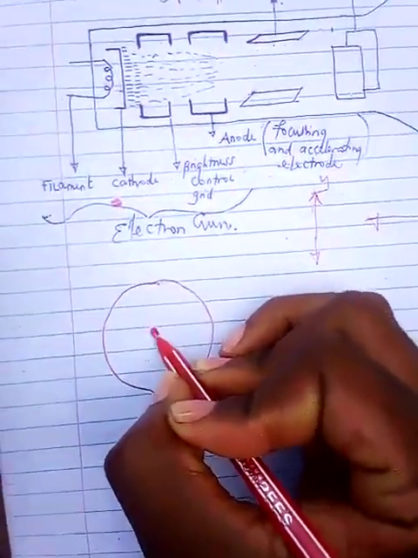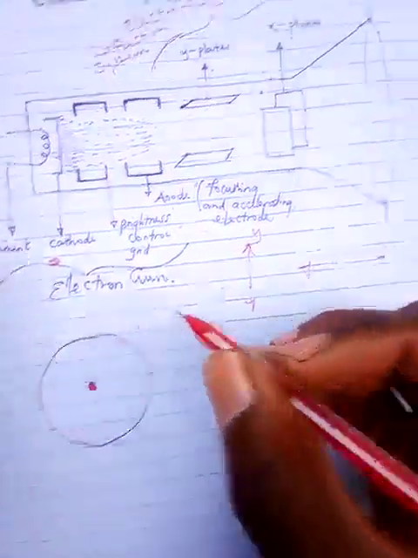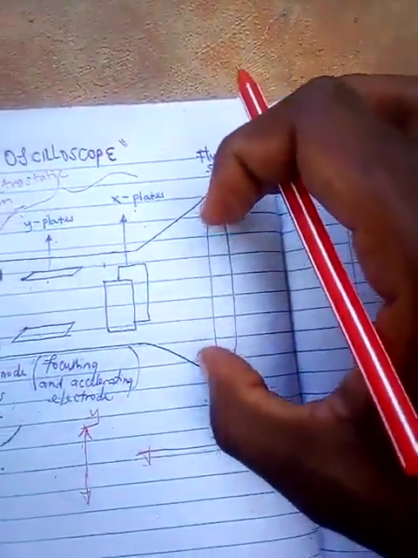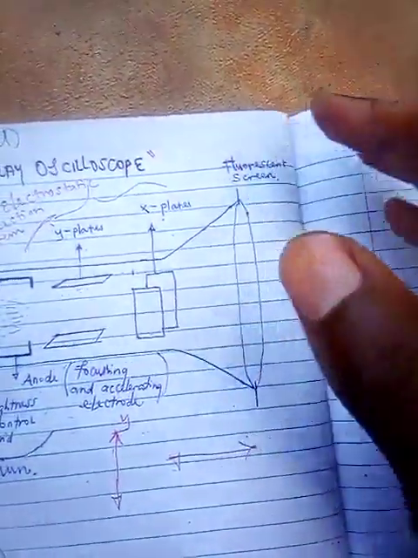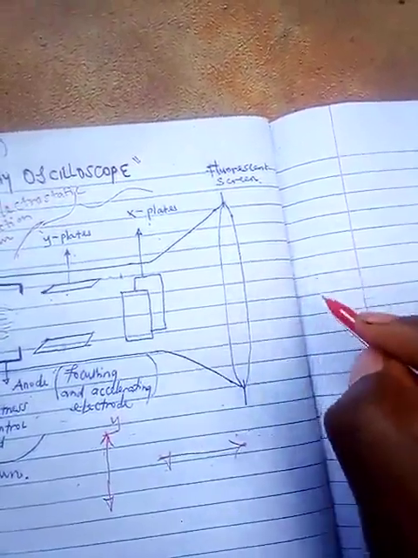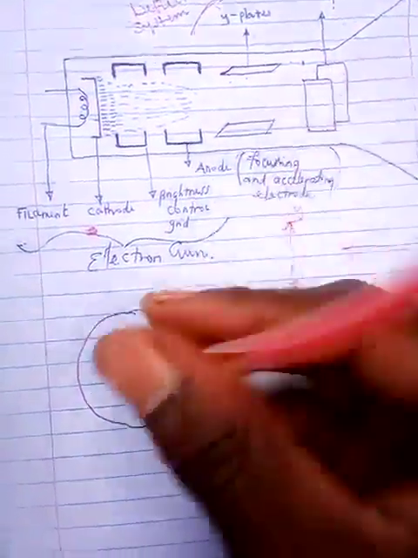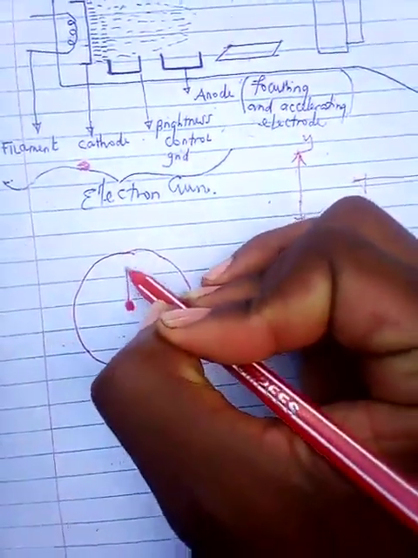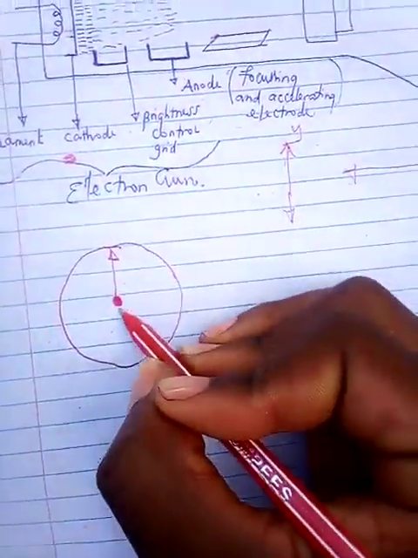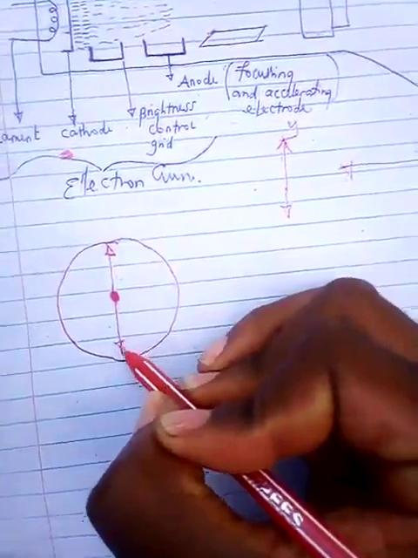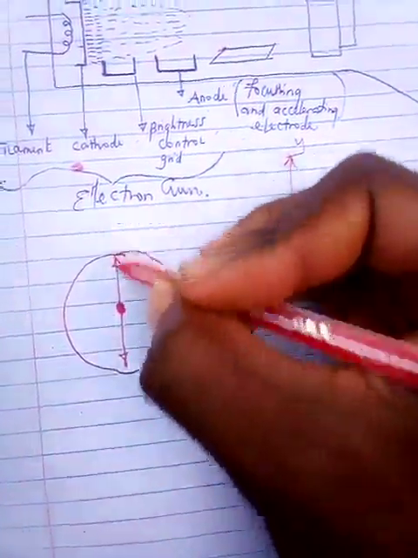You need to memorize these diagrams, they're very important. Imagine this is your screen, and you're trying to look at it from just in front. When the Y plates are on and the X plates are off, the electron beam is going to be moving in this vertical way.